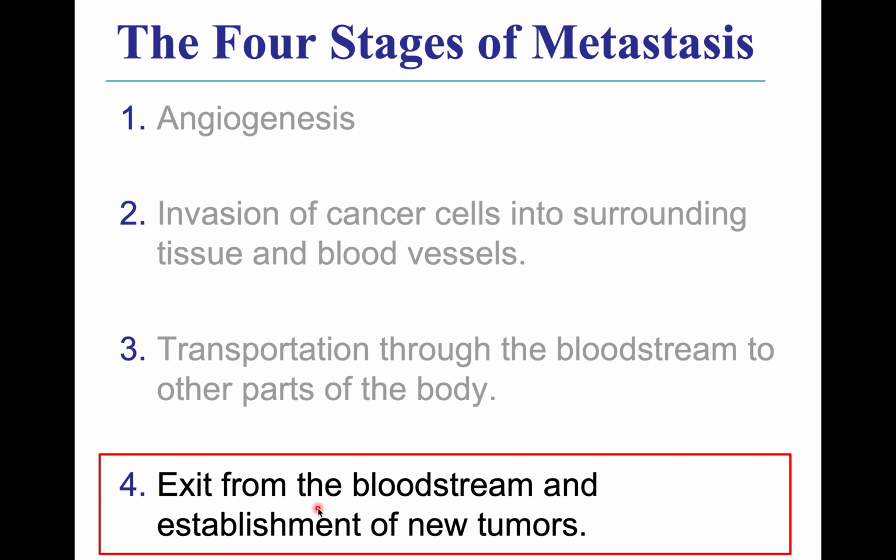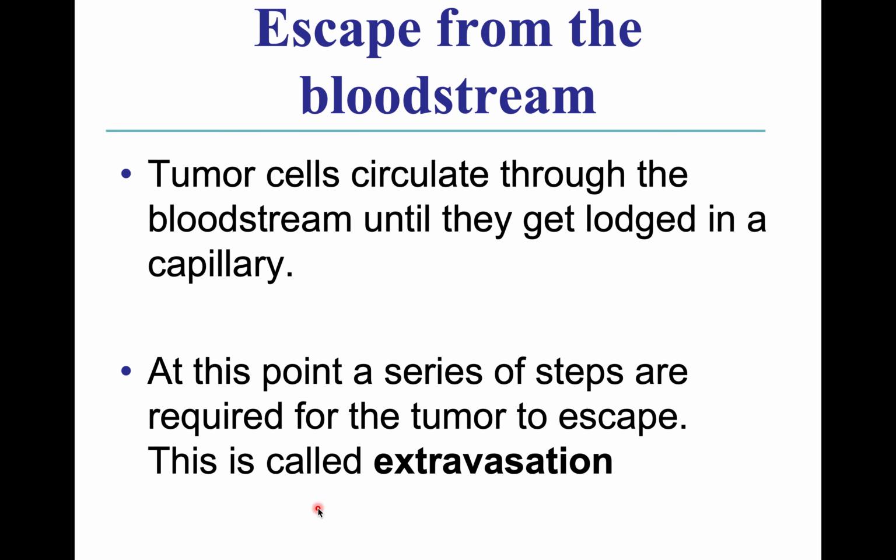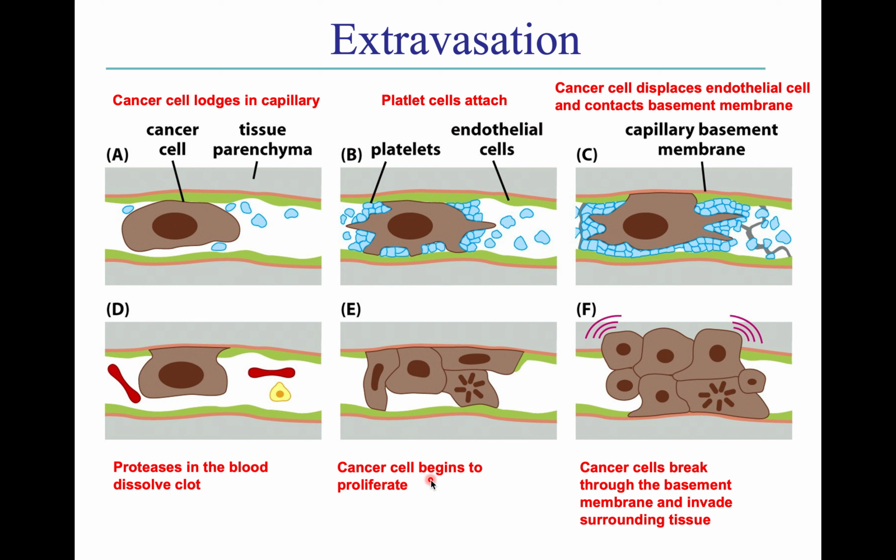And so then the fourth stage of metastasis is going to be exit from the bloodstream and establishment of new tumors. Of course, that seems pretty straightforward, but I did want to go through this process, which is called extravasation. And this is going to begin when a tumor cell gets lodged in a small capillary. So the cancer cell gets stuck in the capillary here.